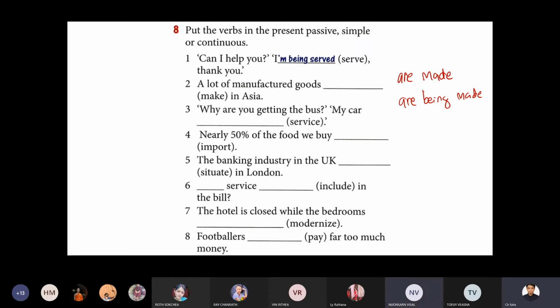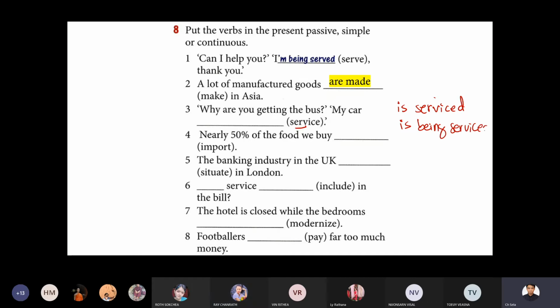You have a choice. Which one? Are being made. Okay, this one, are made. That's okay, no problem. One mistake. Now number 3, I give you one more example. We have the word service. My car is serviced or is being serviced? Which one is the answer? Is being serviced. Okay, thank you very much.